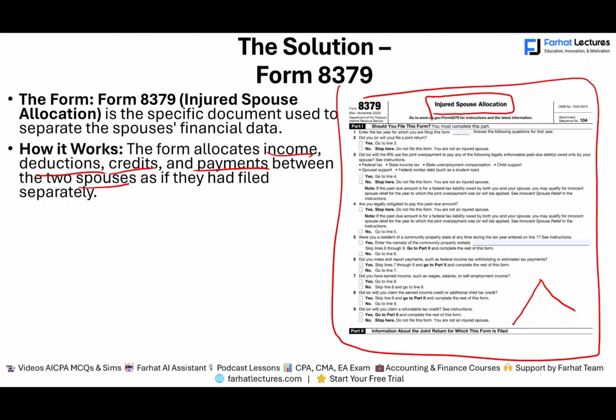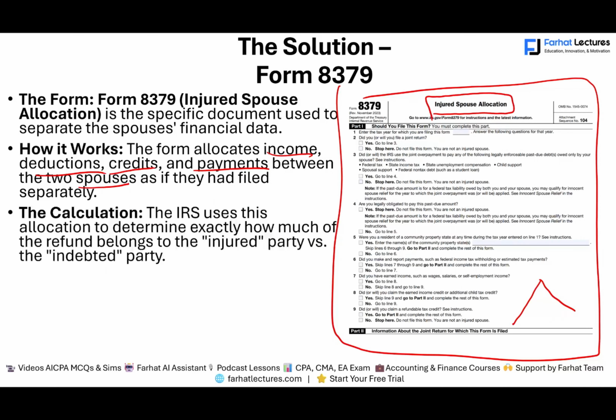It's better to attach it up front with the return, telling the government, we know that my husband owes you taxes. Please keep my portion of the refund. Don't take it. Send it to me and take his portion. So the IRS uses this allocation to determine exactly how much of the refund belongs to the injured party versus the indebted party. The injured party here is the wife, and the indebted party is the husband. So the husband owes the money, the wife has nothing to do with it.